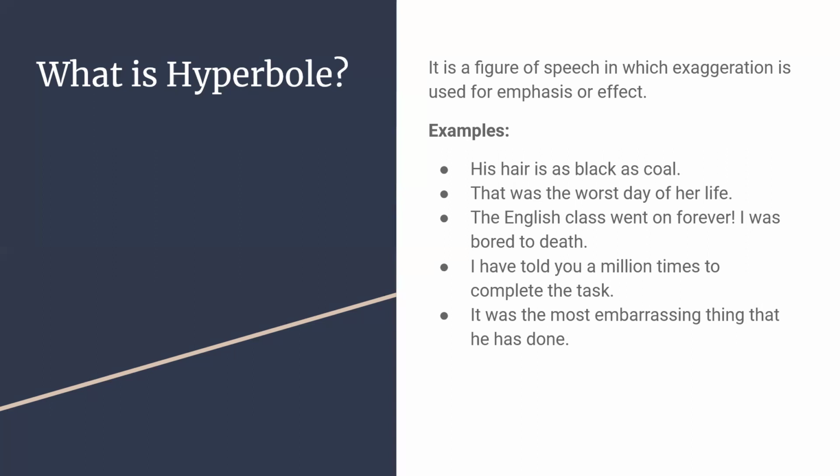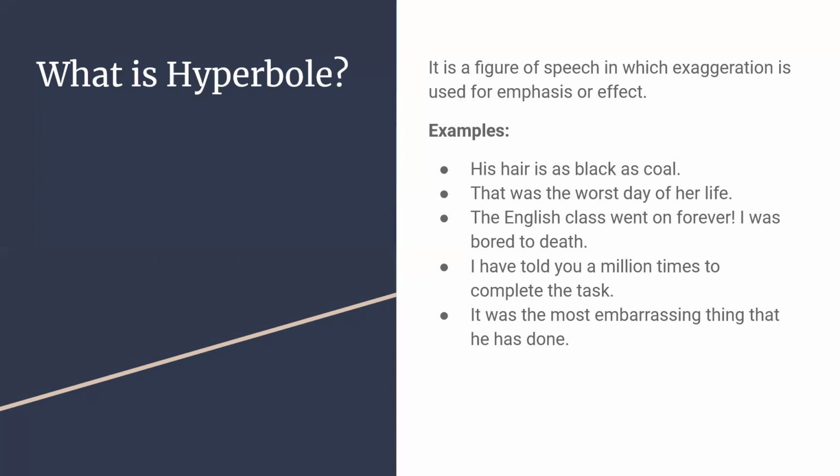The English class went on forever. I was bored to death. So going on forever and being bored to death. These are examples of mere exaggeration. I have told you a million times to complete the task. Million times. We usually tell a few times or maybe multiple times, but we don't tell anyone to do anything a million times. So it's only to talk about mere exaggeration.